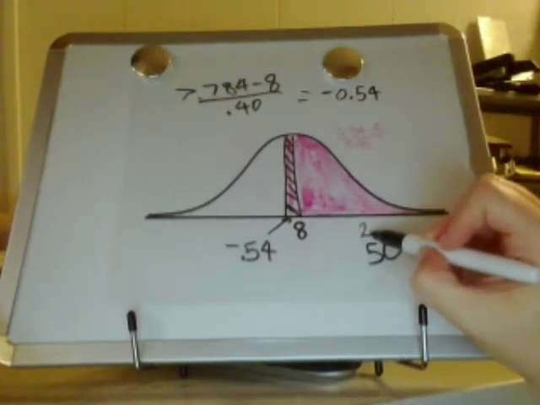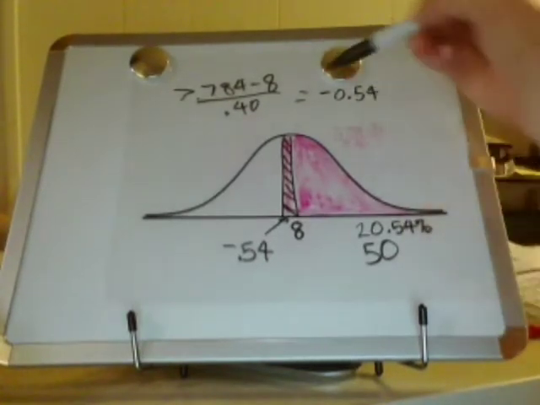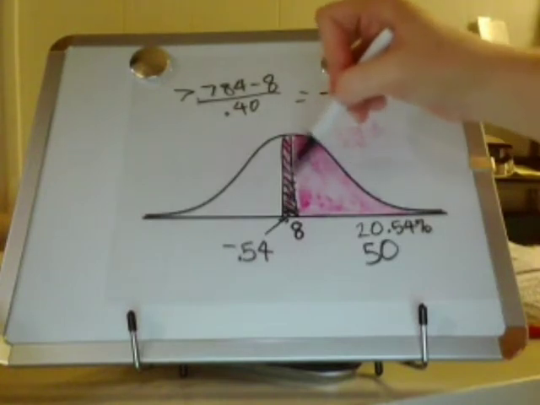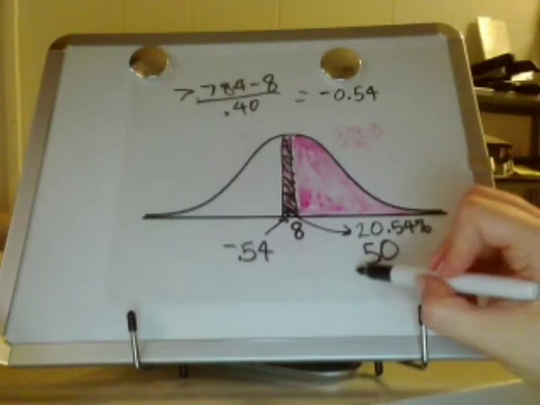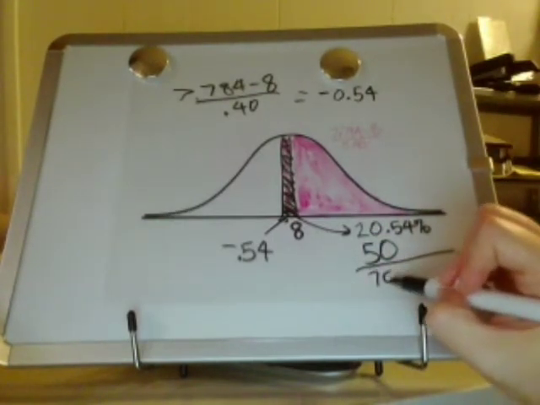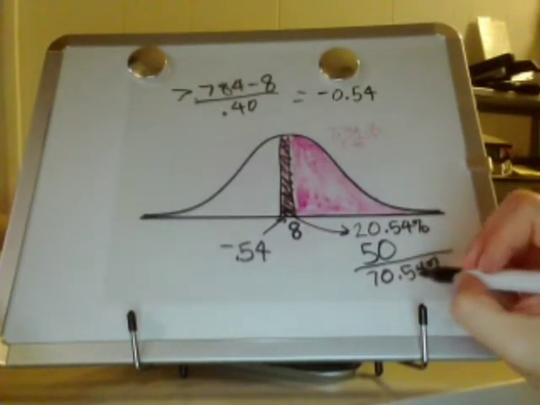So this is not the most accurate scale drawing, but this area right here is 20.54%, and I'm going to add that pink 50%. So we've got 70.54% as our power.